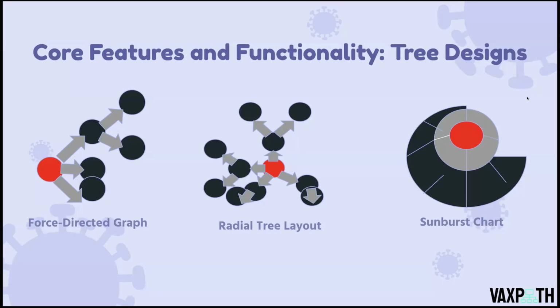To make these relationships easier to explore, we visualize lineage trees using different layouts. Force-directed graphs arrange nodes based on simulated forces to produce a cleaner structure. Radial tree layout displays the tree in a circular format with the root at the center, highlighting the branching hierarchy. And lastly, sunburst charts layer information in concentric rings, allowing users to interact with complex lineage data in a more intuitive way.